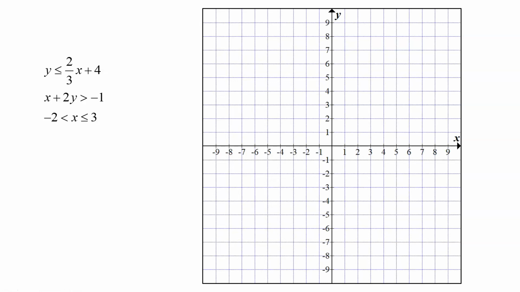This demonstration is going to go through how to graph a system of linear inequalities. The reason this demonstration is being done is from my experience in teaching Algebra 1 and even Algebra 2. The graphing of linear inequalities is oftentimes one of those topics that some teachers just minimize, and sometimes a bit too much.